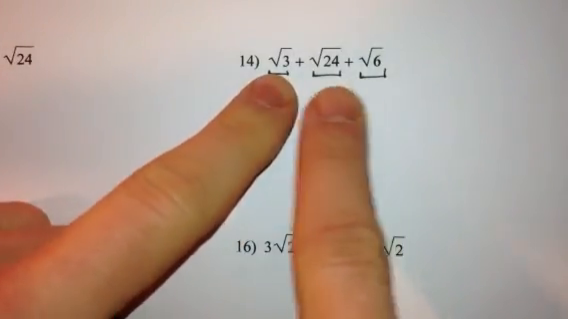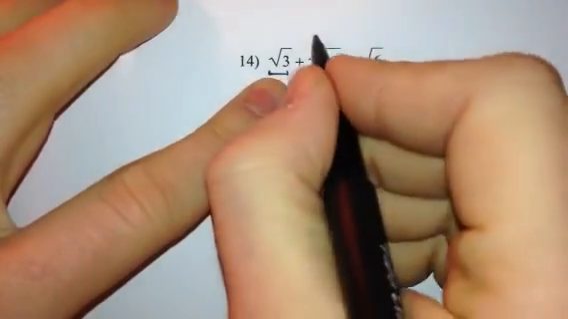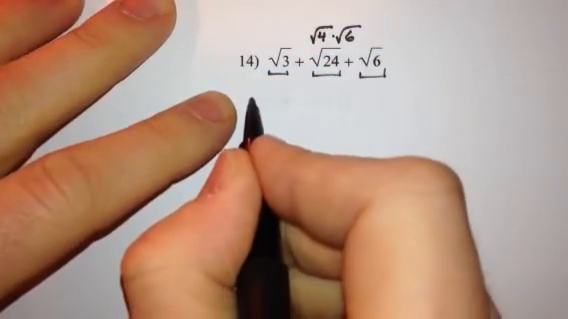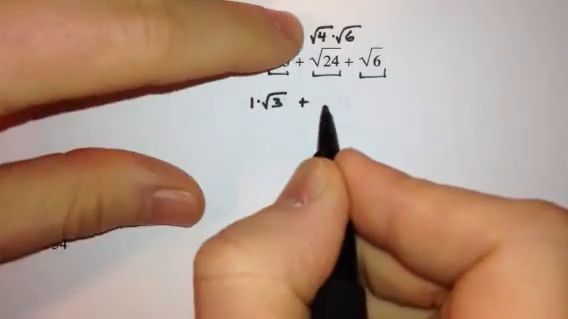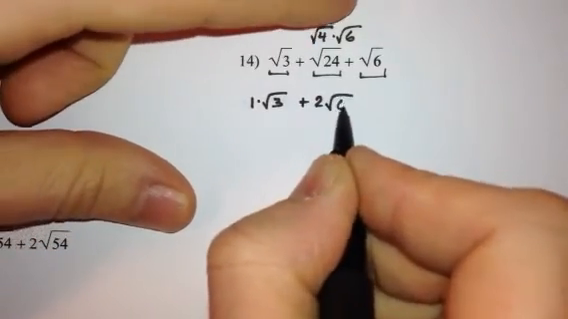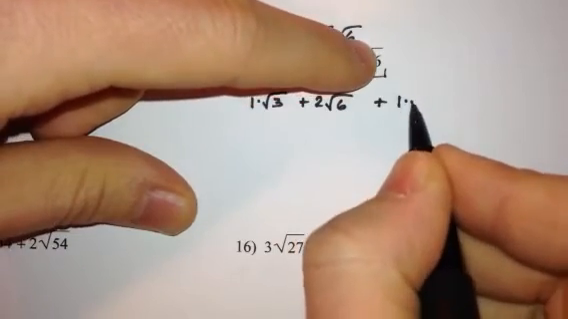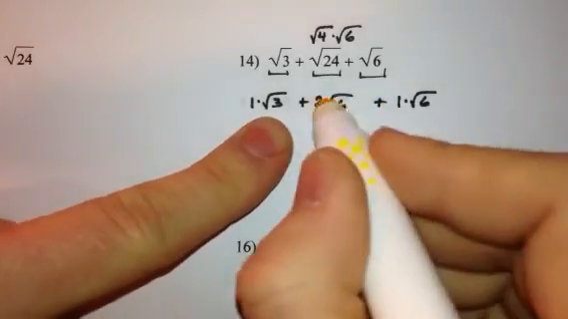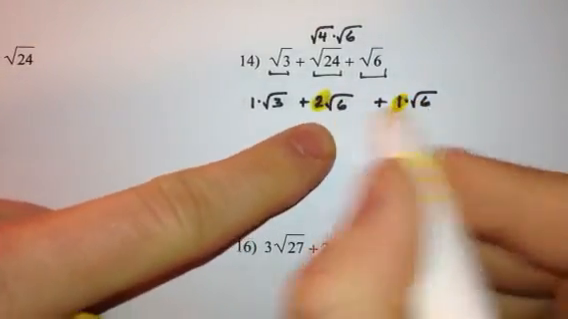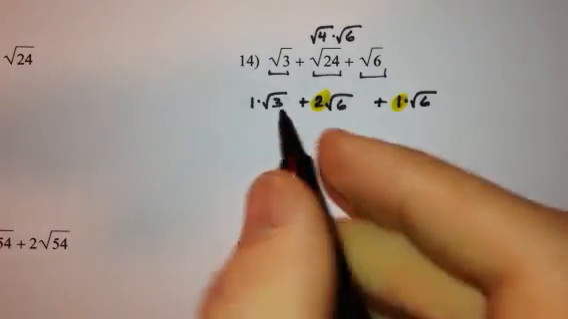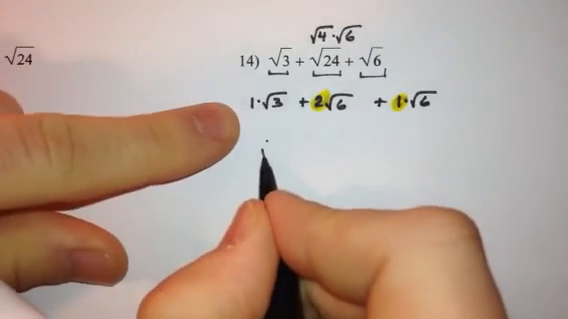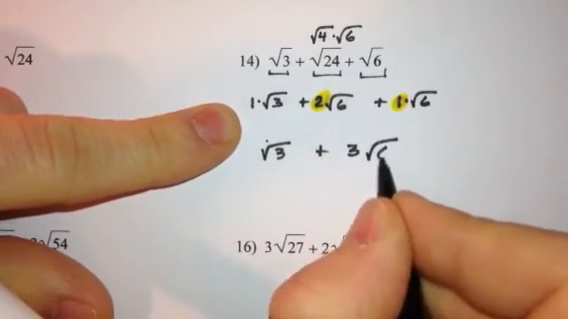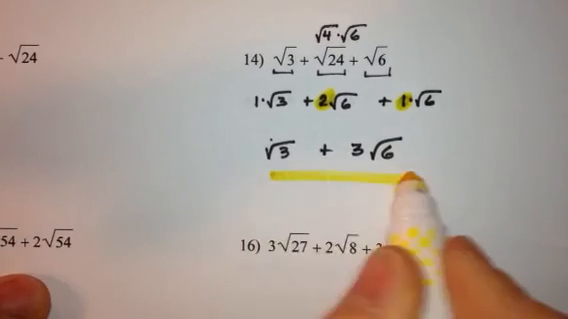Well, the first and the last one don't change, but the radical 24 will. Radical 24 we could rewrite as radical 4 times radical 6. So now we have 1 radical 3. We have, this is 2 radical 6, plus we have 1 radical 6. So this radical 3 is not going to be combined with anything, but here we've got 2 radical 6's. So we can put those together and get 1 radical 3, or just radical 3, plus 2 plus 1 gives us 3 radical 6's. And that's as simple as we can make this expression.